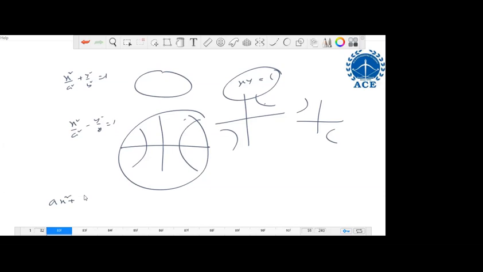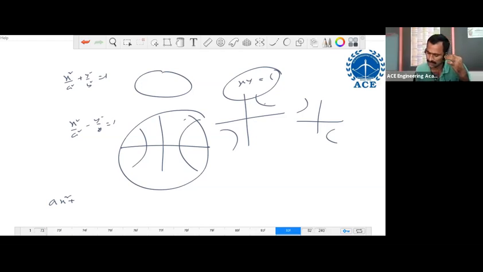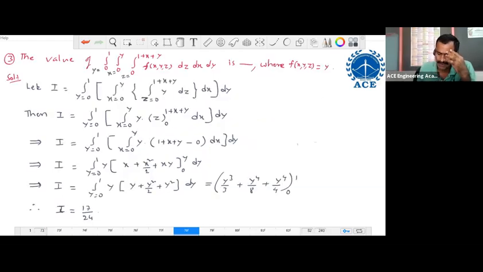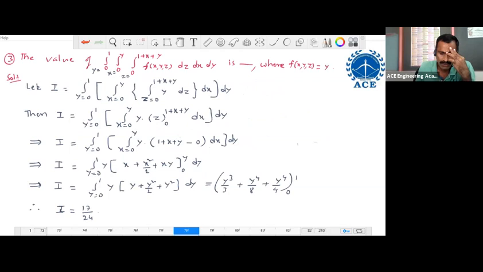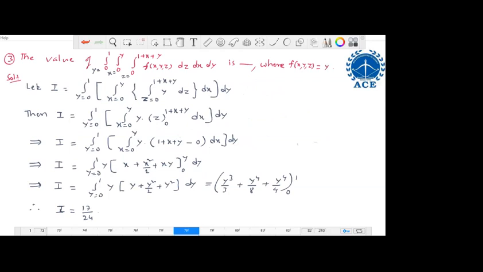Tell me. Sir, on page number 78, sir, in this you said that we have to take the limits, right, sir? Can we take them in the order as it is, like dz, dx, dy? So the inner one is z, then the second one is x, and the last one is y. Can we take the limits as they are in the problem?